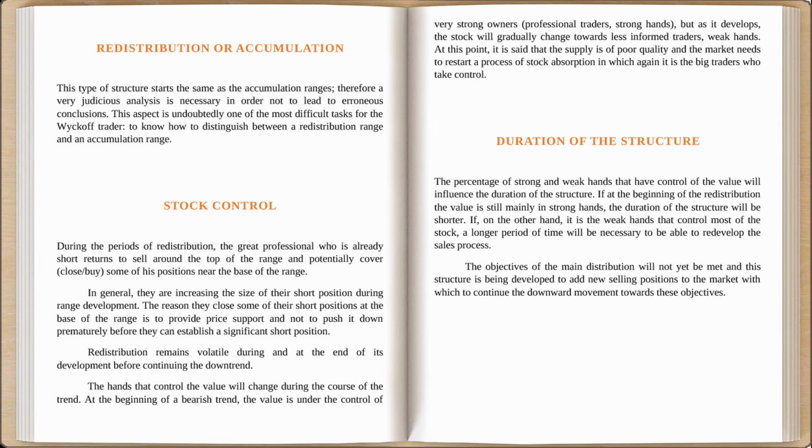Stock control. During the periods of redistribution, the great professional who is already short returns to sell around the top of the range and potentially cover or buy some of his positions near the base of the range. In general, they are increasing the size of their short position during range development. The reason they close some of their short positions at the base of the range is to provide price support and not to push it down prematurely, before they can establish a significant short position.